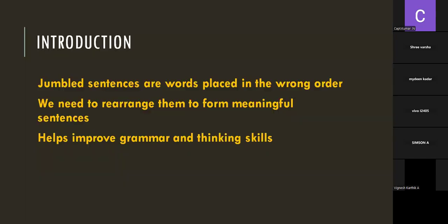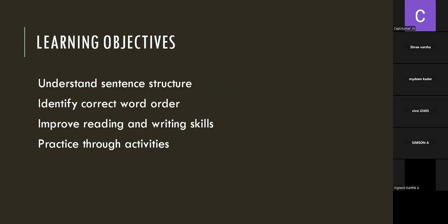Now let's see the introduction part. Jumbled sentences are words placed in the wrong order. We need to rearrange them to form a meaningful sentence. It helps improve grammar and thinking skills. Now let's see the next section, that is learning objectives.